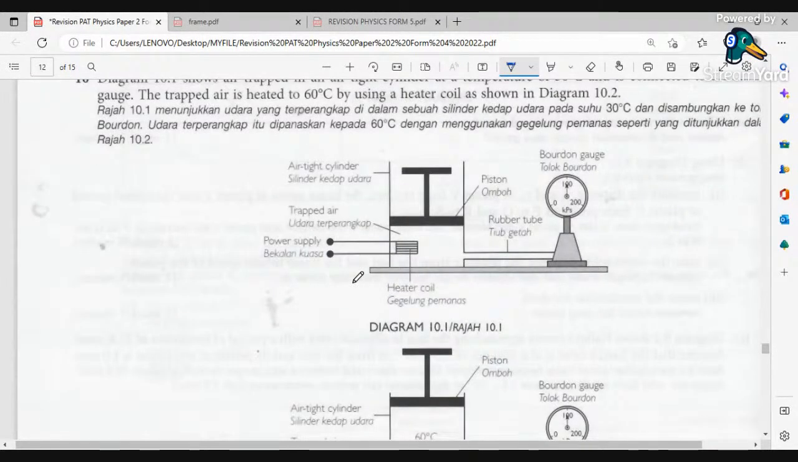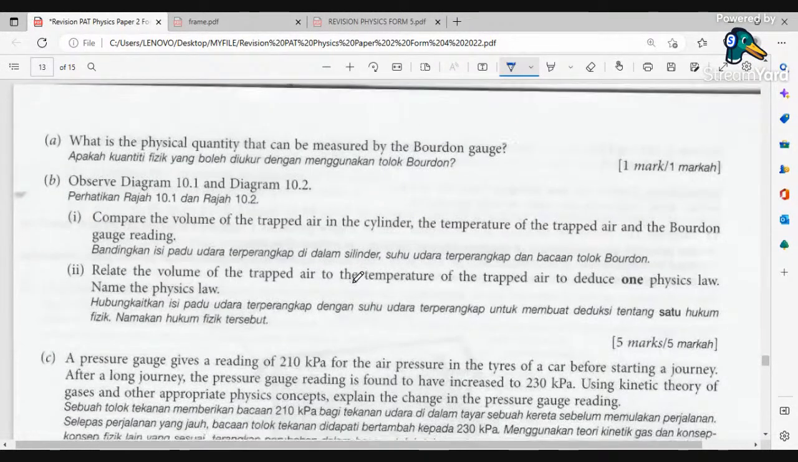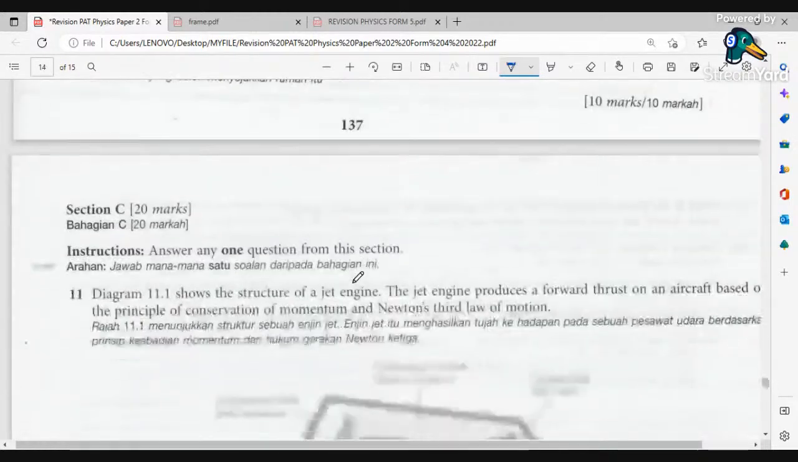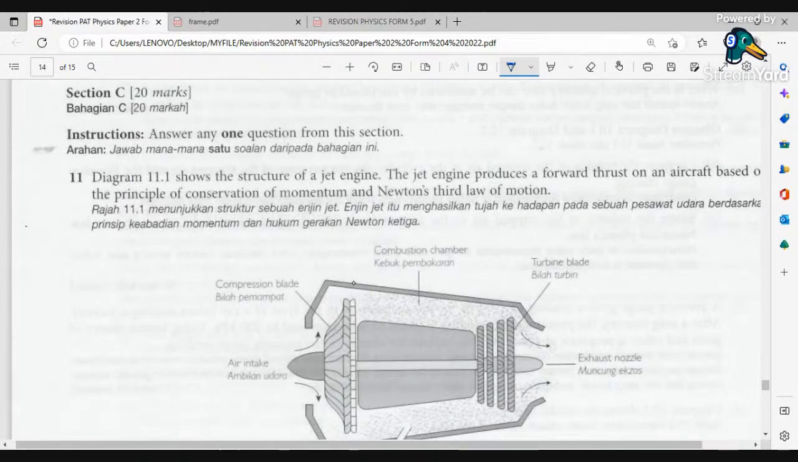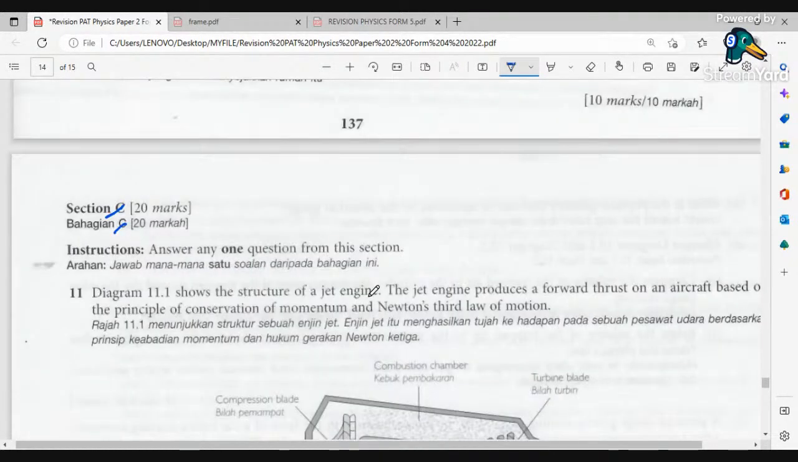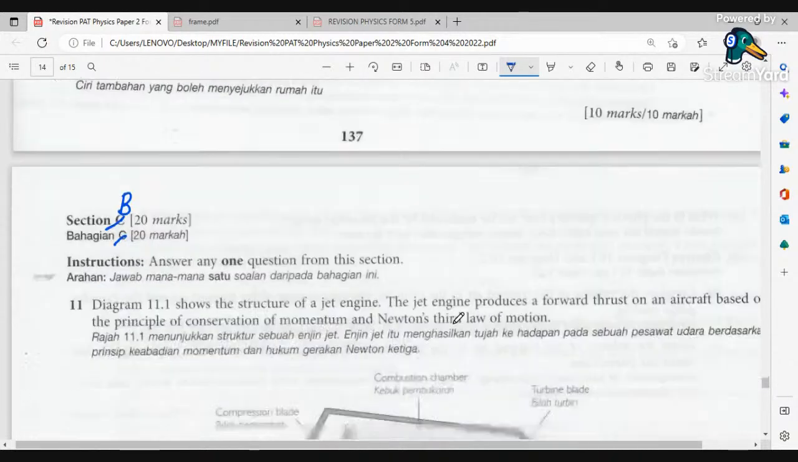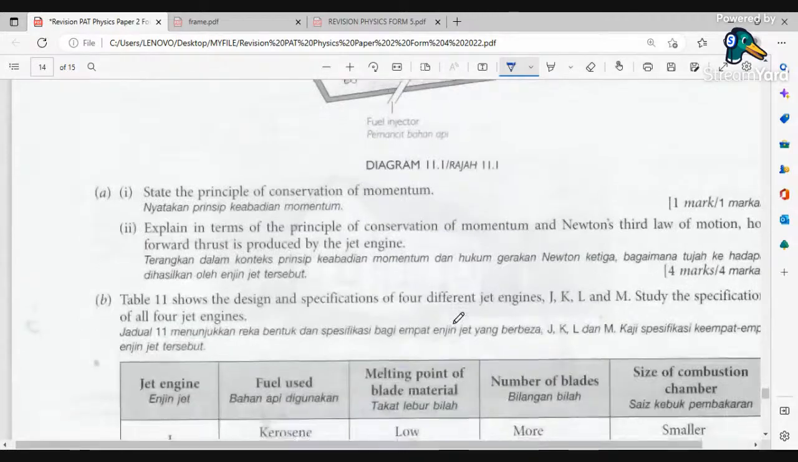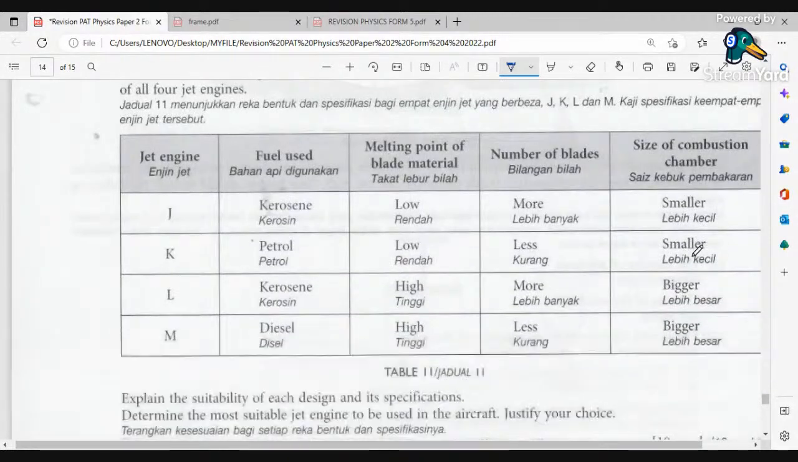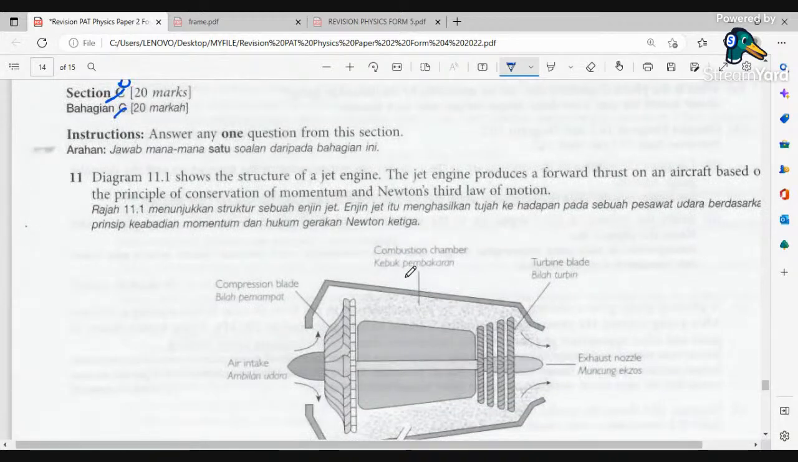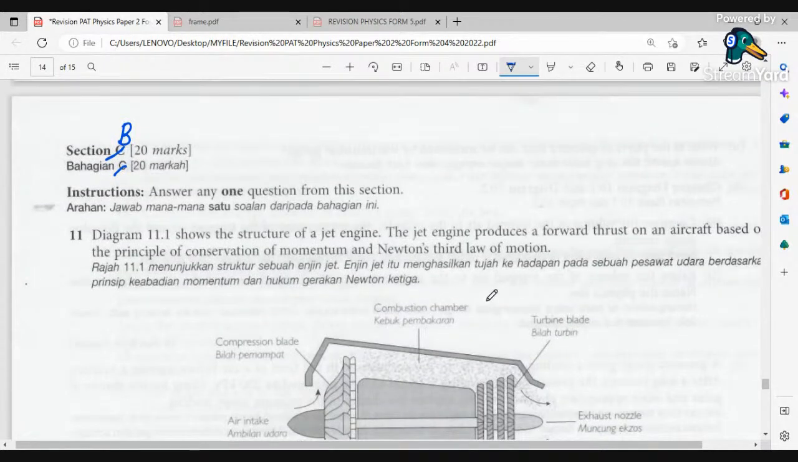Okay, I will discuss both, no problem, you can do both. Okay, and then this section C, for KSSM is section B. Choose the best one, choose the most suitable. They will give a table or diagram. So this one should be section B. Okay, we'll look at this one, section B.